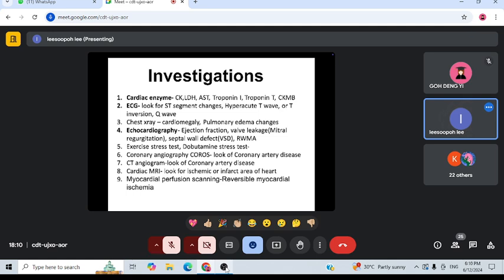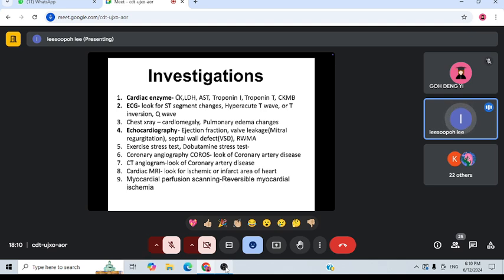So how do we investigate someone with chest pain? This is a very extensive list of investigations to work out for heart conditions, but you don't need to remember all of this. Just remember a few important ones. Okay, of course, the immediate contact with the patient. You want to know the cardiac enzymes, because those are the markers for cardiac injury, and that's how you differentiate between STEMI, non-STEMI, and also unstable angina.